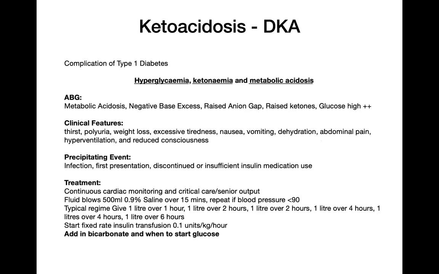You also need to be thinking about what has precipitated this event. So if someone has infection and then they're going into a catabolic state, then we need to be thinking about treating that infection at the same time. Is it their first presentation, or is there discontinued or insufficient insulin? So something needs to be going on alongside as well, either afterwards once you've treated the emergency, making sure they're understanding their treatment, and I'd be saying that all in the OSCE as well, adding that in, or looking for precipitating events. Treatment: continuous cardiac monitoring, critical care, and senior input.